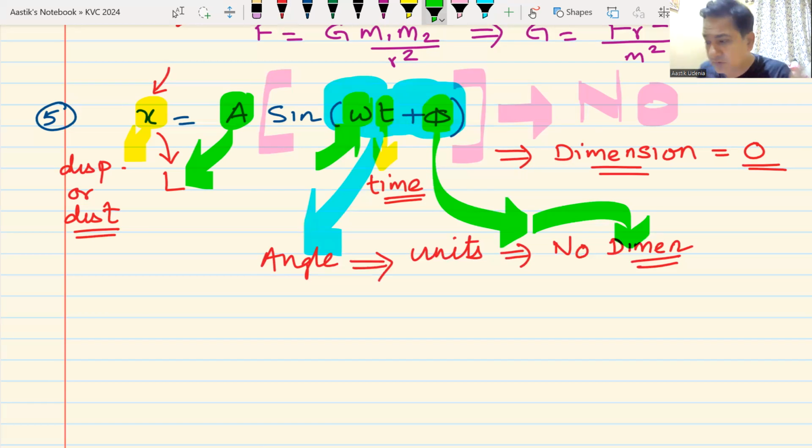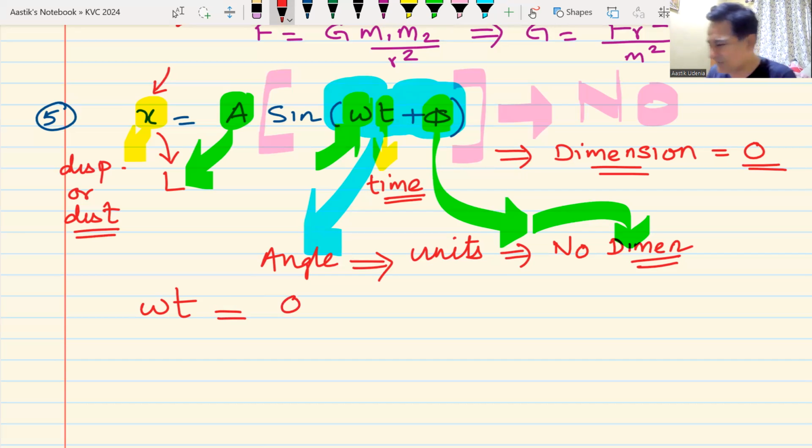But now the only thing that remains is omega. How do I get the value of omega? Remember, same things can be added or subtracted. Same things can be added or subtracted. So omega t must be an angle. Omega t must be an angle. So its dimension should be 0.